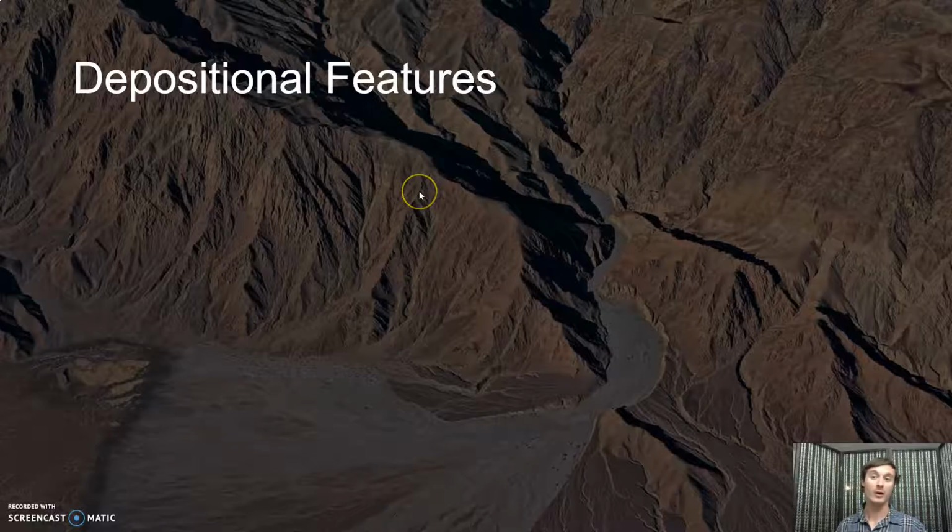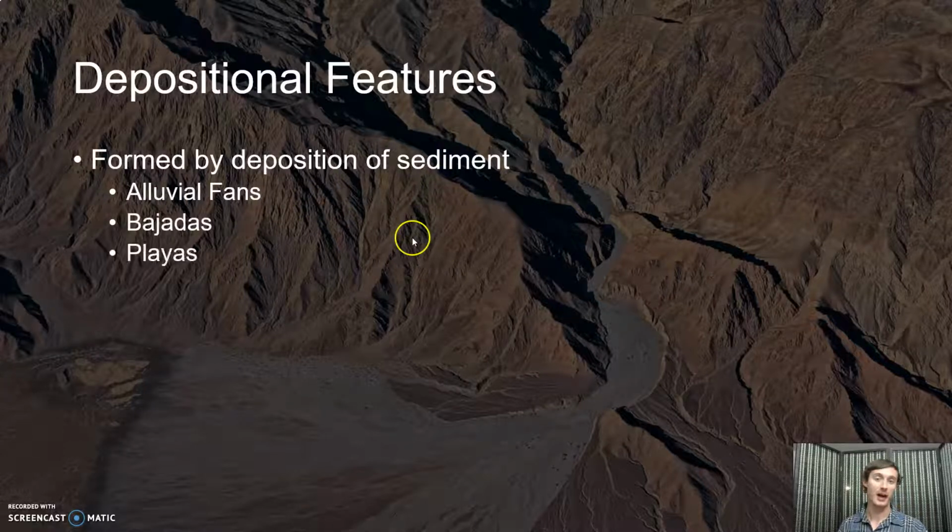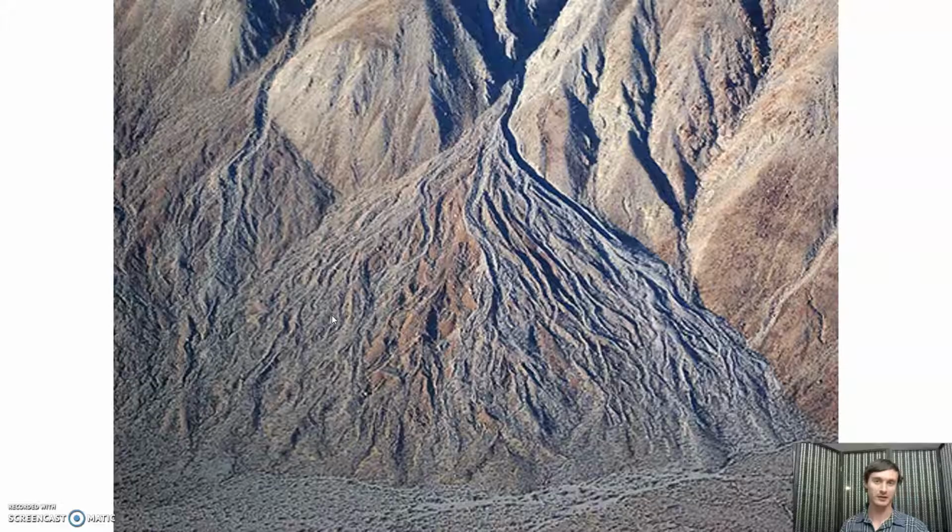We'll see. So what are our depositional features we're going to talk about? Well, we've got things formed by deposition of sediment like alluvial fans, bajadas, playas, sand dunes, and our talus slope deposits. Okay, so what is going on in this first picture?